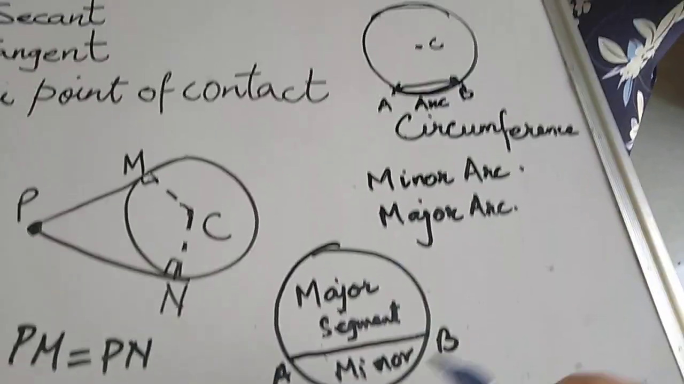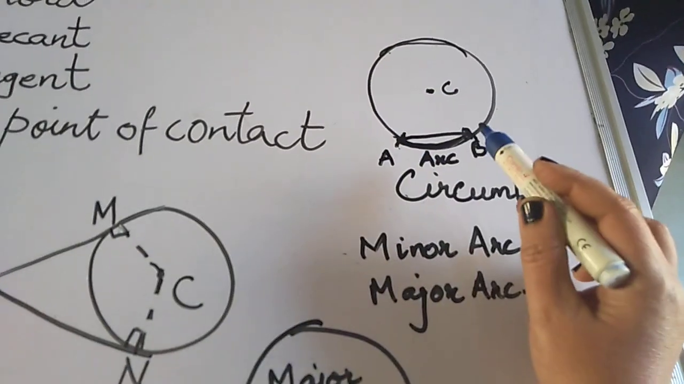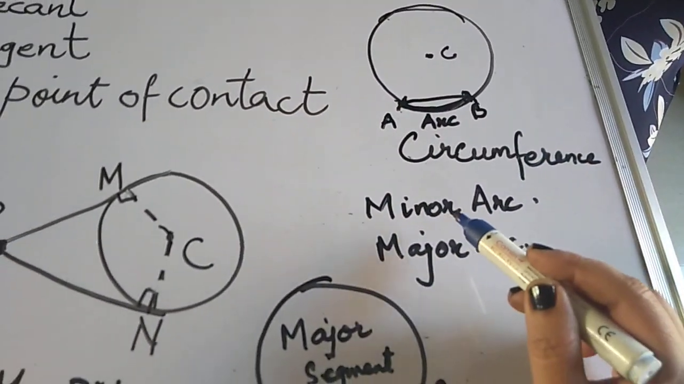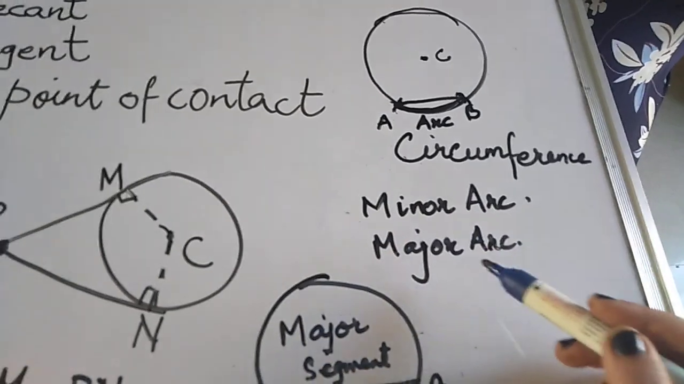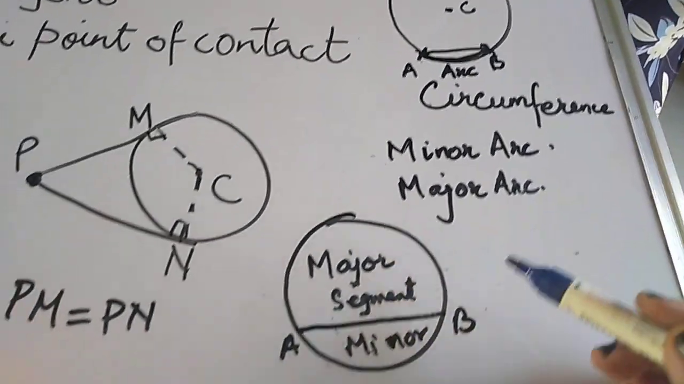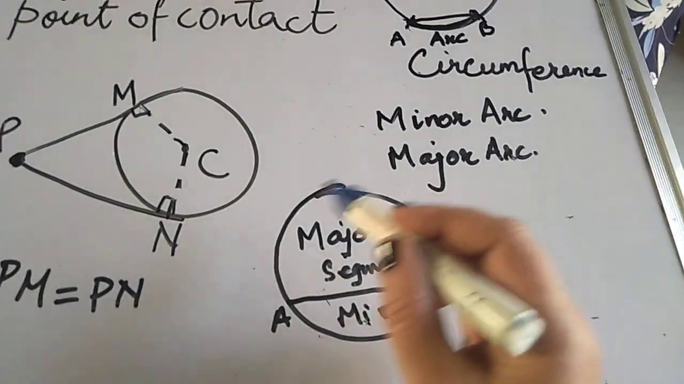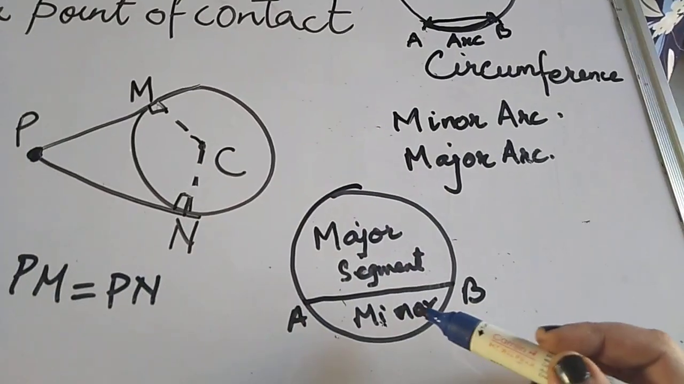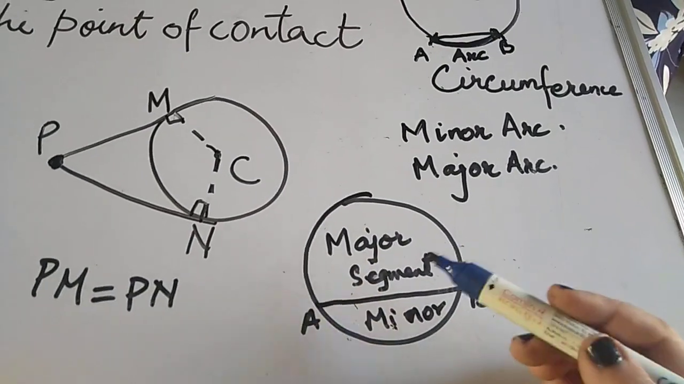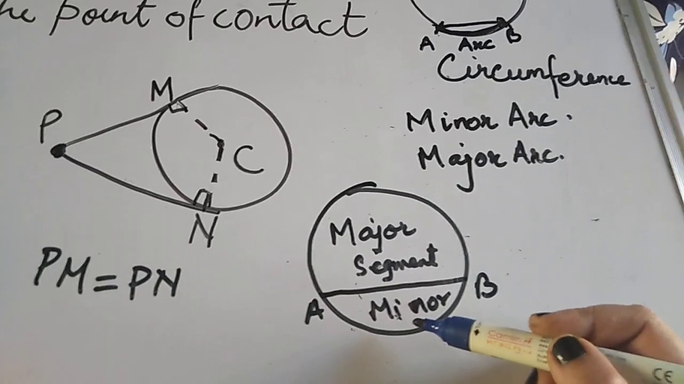Understood? What is an arc? An arc is a part of the circumference. The smaller is called the minor arc, the bigger is called the major arc. If I draw a chord, it divides the circle into two segments, major segment and minor segment.